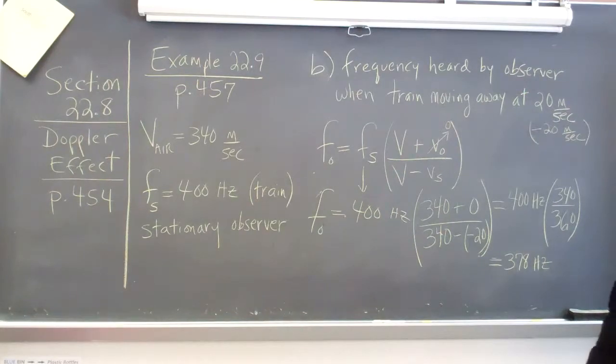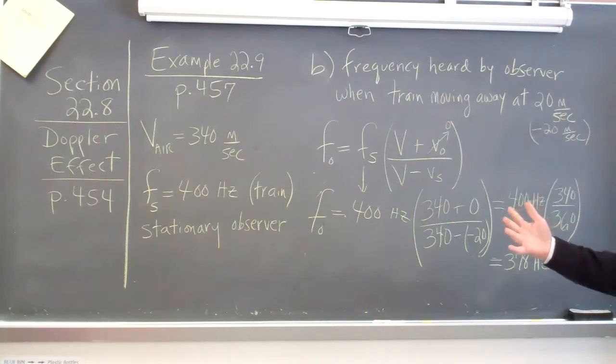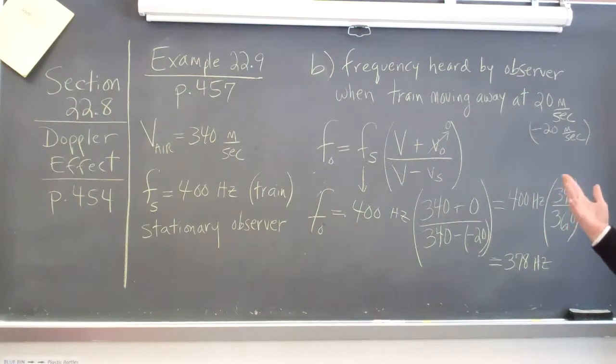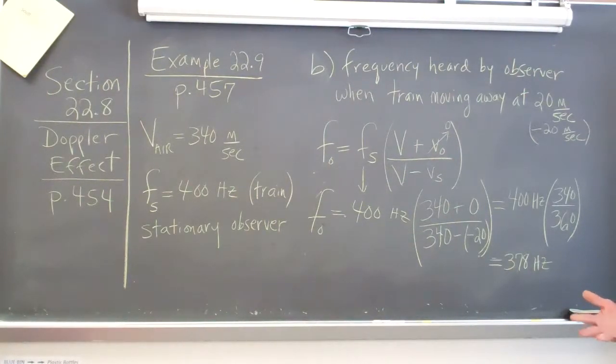Now, what you also have to understand is that as this train is approaching the observer in part A of the problem, the sound of the source gets louder to the observer, and as the train's moving away, it gets fainter. But in terms of frequency, whether the train is a mile away approaching at 20 meters per second or 100 feet away approaching at 20 meters per second, then in the approaching situation, the frequency heard will be 425 hertz.